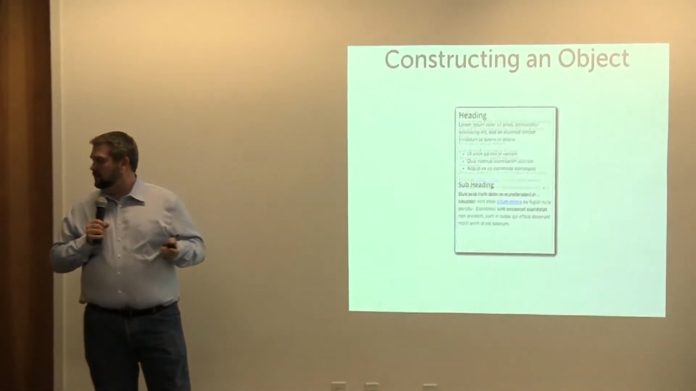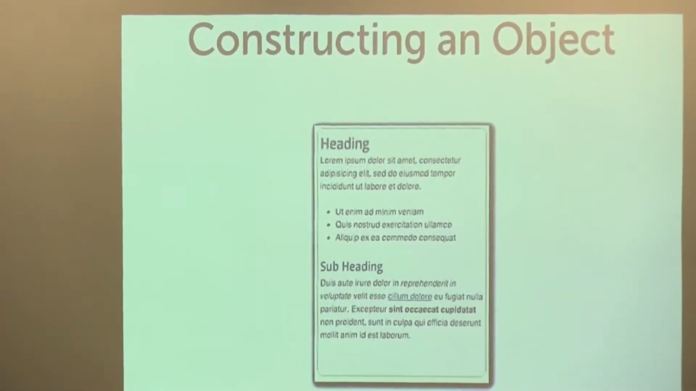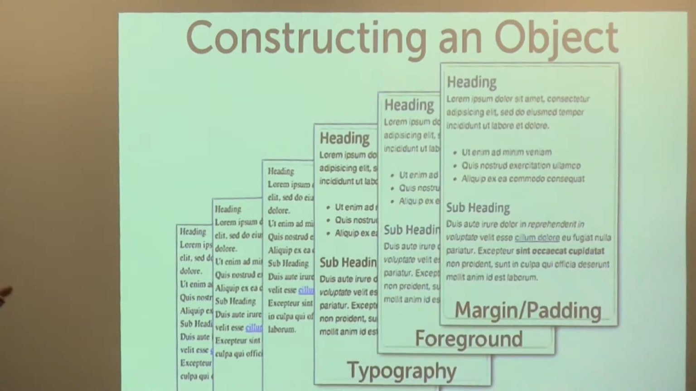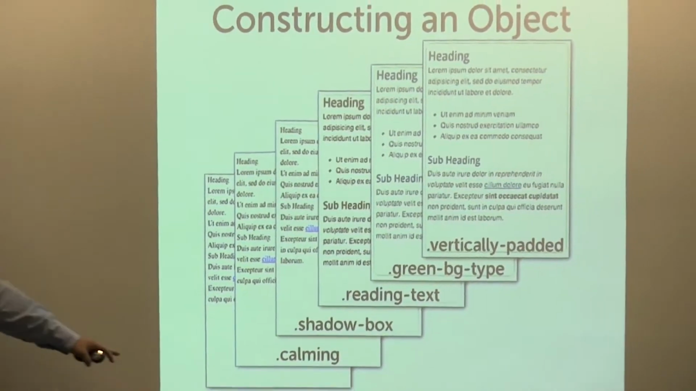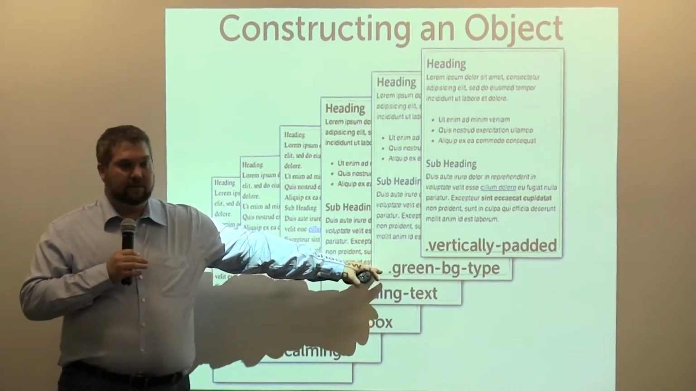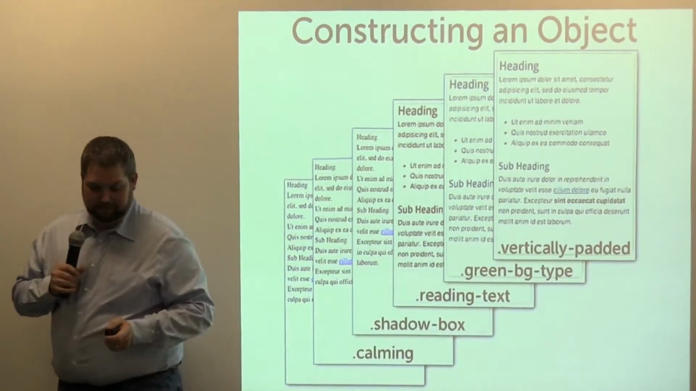Adding some background, some typography, some foreground colors, padding. And then you can start to see how this one simple object is composed of all of these individual traits. And it is along these lines that our names have to live. So on our site, we would call this the calming background, the shadow box, reading text, the colors for our green backgrounds, vertically padded.